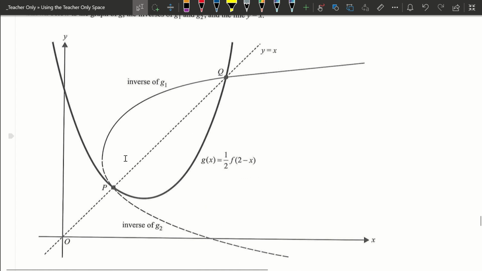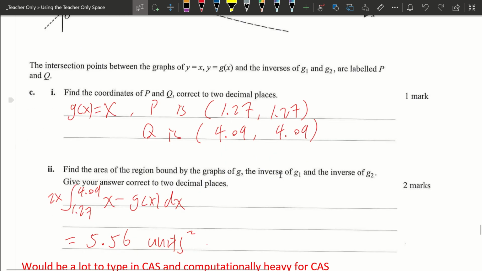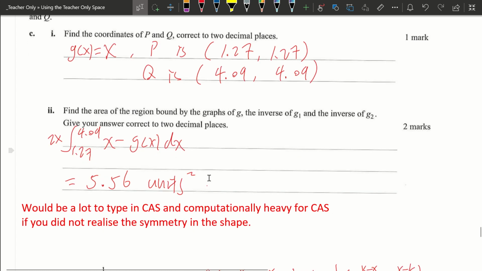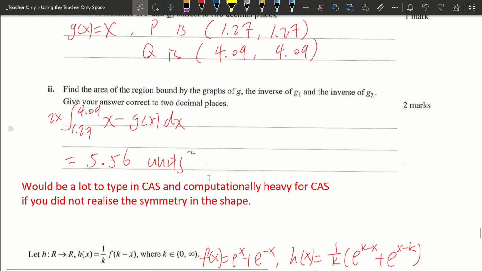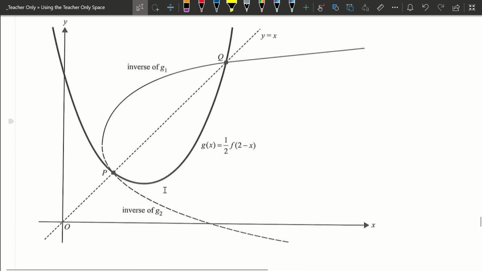So for P, just make g(x) equal to x. For Q, same thing. You make g(x) equal to x on your calculator, and you can find them. And find the area of the region bounded by the graph of G, the inverse of G1 and the inverse of G2. So G is the thick one, G1 is the thin one, and G2 is the dotted line.